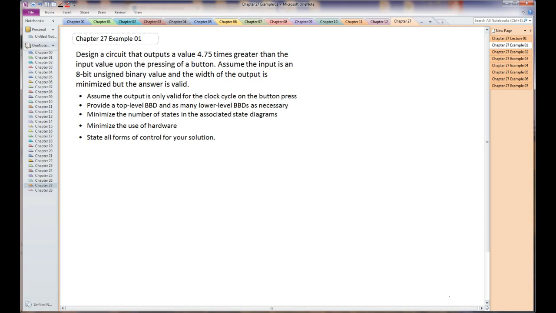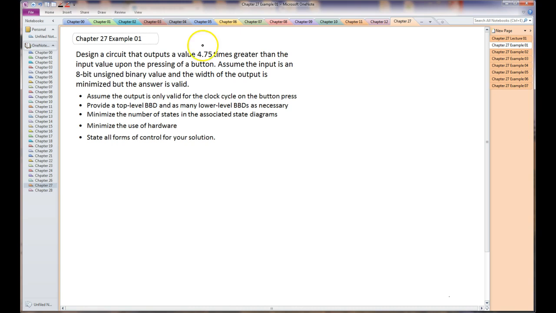This is chapter 27, example 1. This is actually a very involved problem, and essentially problems don't get much harder than this. But what we're going to do is break it down into small parts that we're used to seeing, and then it's really doable after that point.